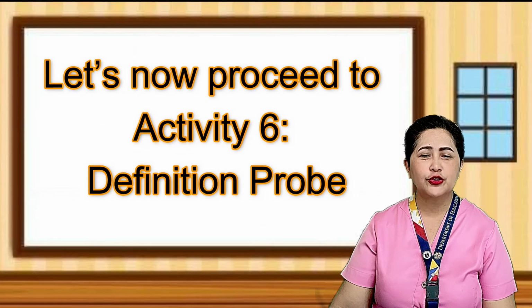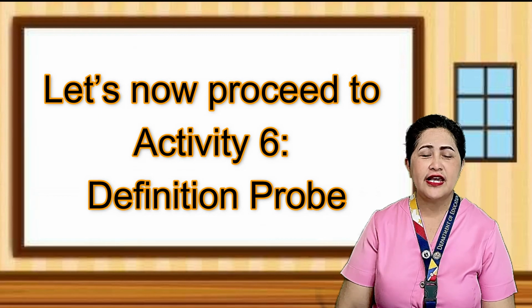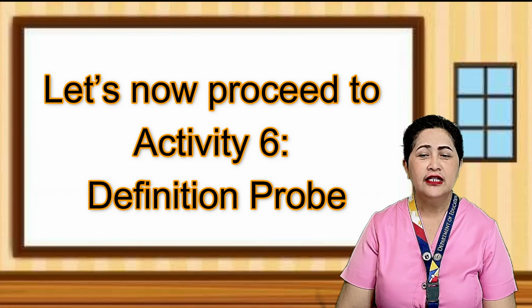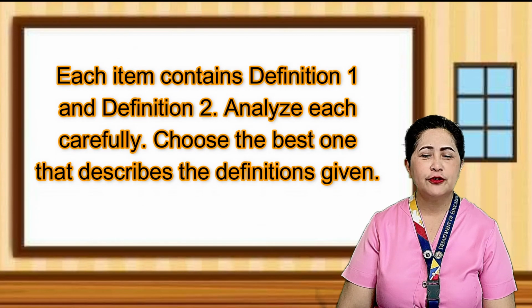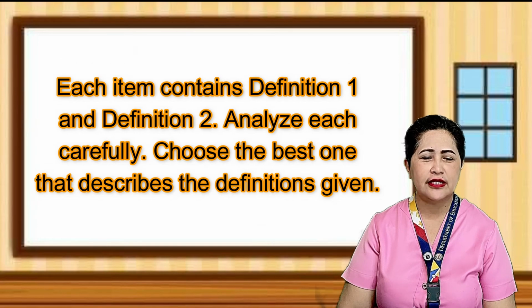This time, let's go to activity 6. This is an enhancement activity. The definition probe. Directions. Each item contains definition 1 and definition 2. Analyze each carefully. Choose the best one that describes the definitions given.